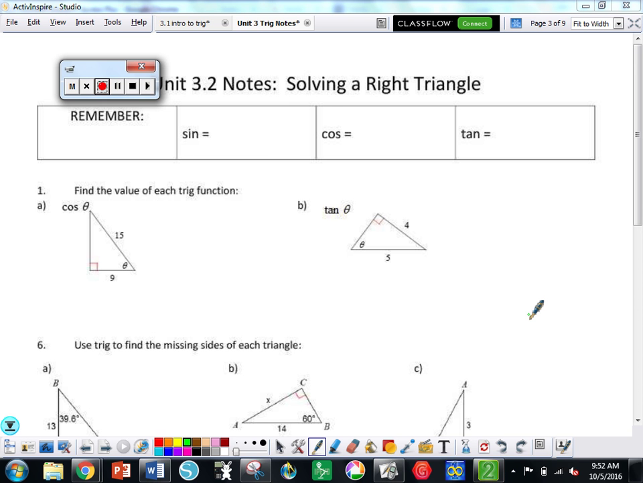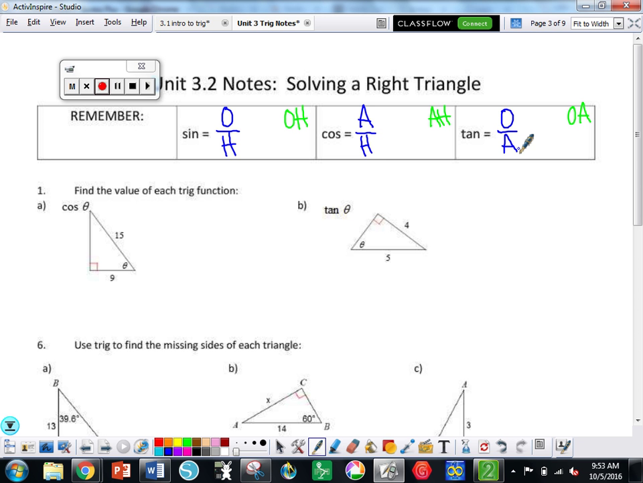Okay, tell me one more time, what's the special word? SOH CAH TOA, right? And the O and A stand for what? Or the O and the H? Sine is opposite over hypotenuse. Cosine is adjacent over hypotenuse. Tangent.